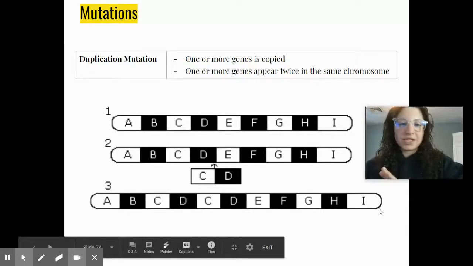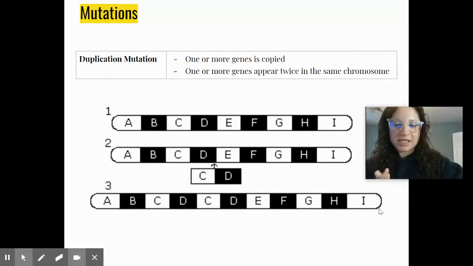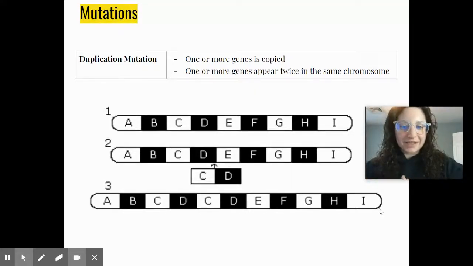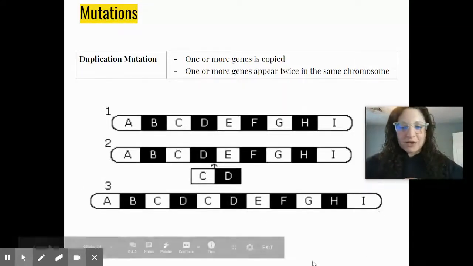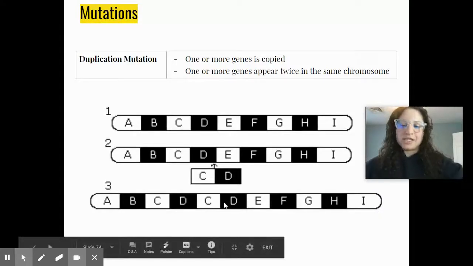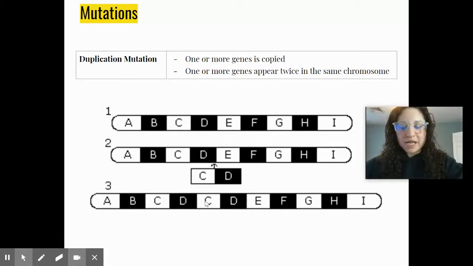Now, usually this type of mutation is not deadly. This is actually where we can start to develop new genes, new traits, new alleles. What usually happens in this type of scenario is that our duplicated genes will sit dormant in the genome. So you might have two copies of genes C on the same chromosome, but this second copy isn't actually being used for anything. So it just kind of chills out there for a while.